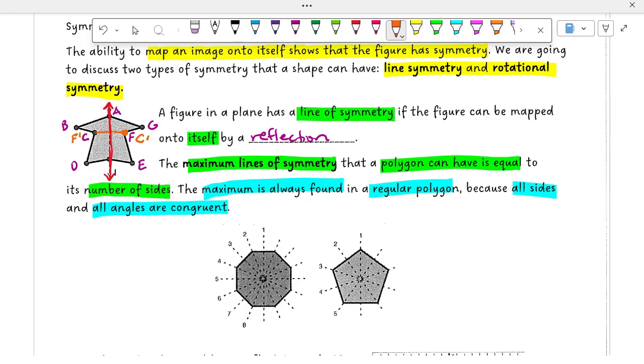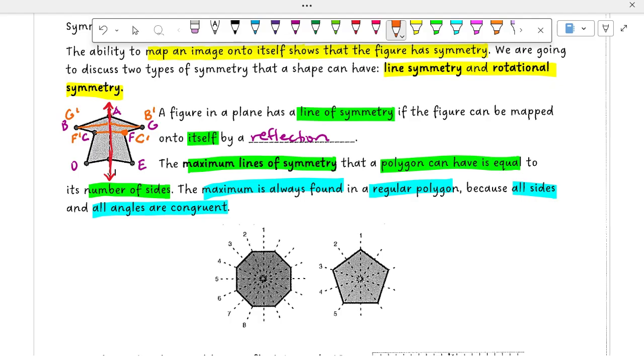What other 2 points look to be the same distance? Someone besides Luke? B and G. All right. So B looks to be the same distance from the line as G. So that means B will become G prime and G will become B prime.